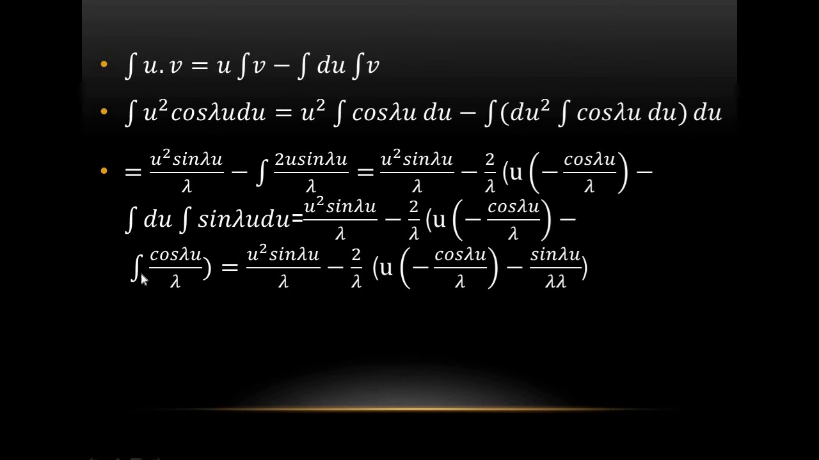So again take the integration here. So we get x square sin lambda x upon lambda, minus 2 upon lambda, that x minus cos lambda x upon lambda, minus sin lambda x upon lambda into lambda.